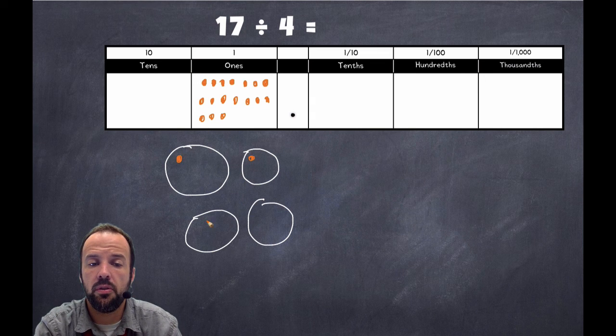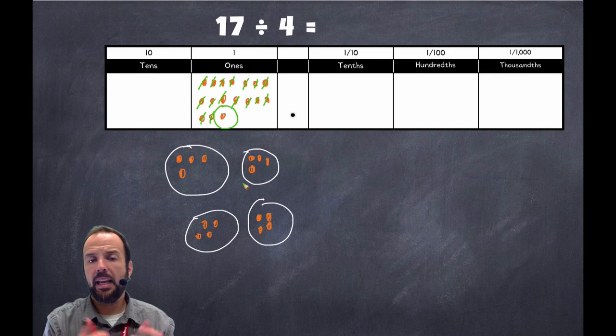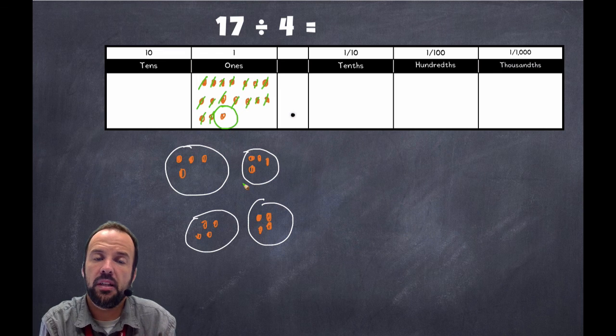I'm going to start dividing these 17 dots into those 4 even groups, right? 1, 2, 3, 4, 5, 6, 7, 8, 9, 10, 11, 12. So working evenly, I put 1 into each group, 1, 2, 3, 4, and again, until I'm left with this guy all by himself, right? I can't do anything with him. I can't put him into a group because that would make my numbers uneven.